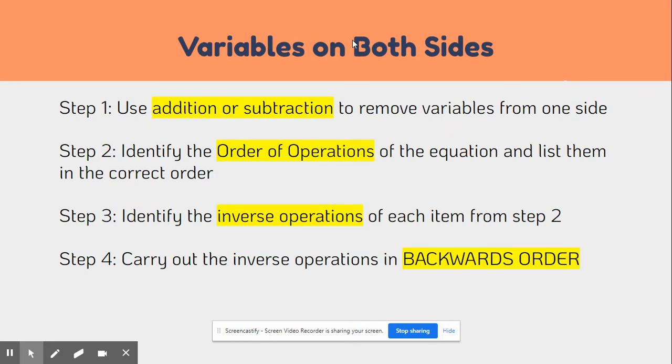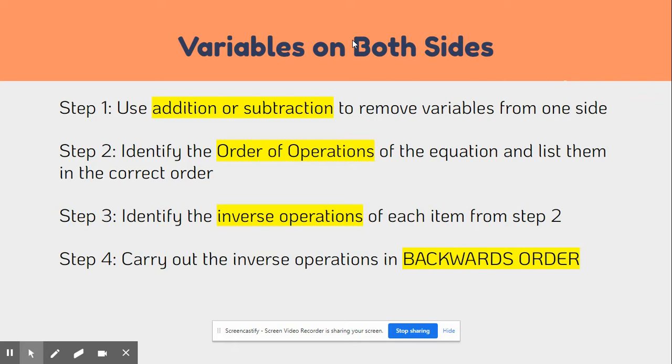So let's look at the first type of problem, which is a linear equation with variables on both sides. The first step that we need to do when we have a variable on both sides is to use addition or subtraction to remove the variables from one side. Step 2 is to identify the order of operations of the equation and list them in the correct order.